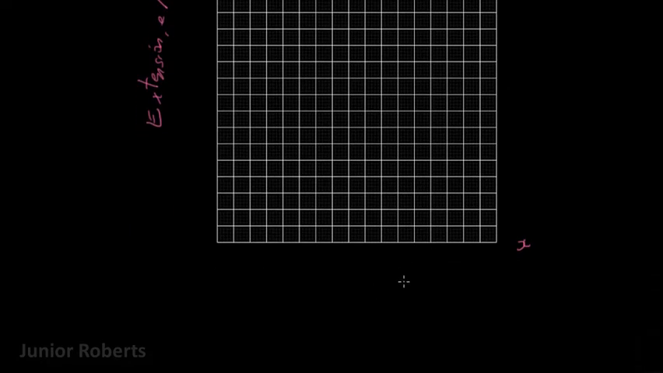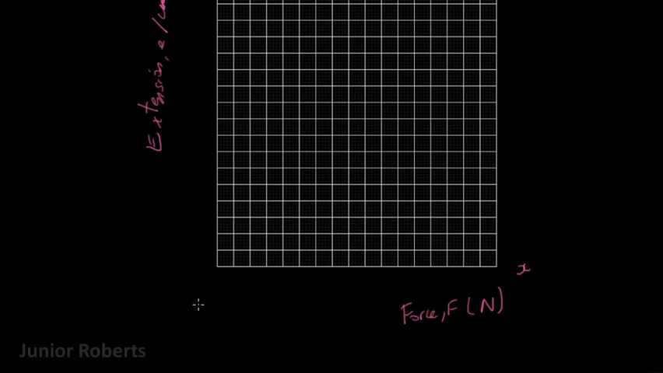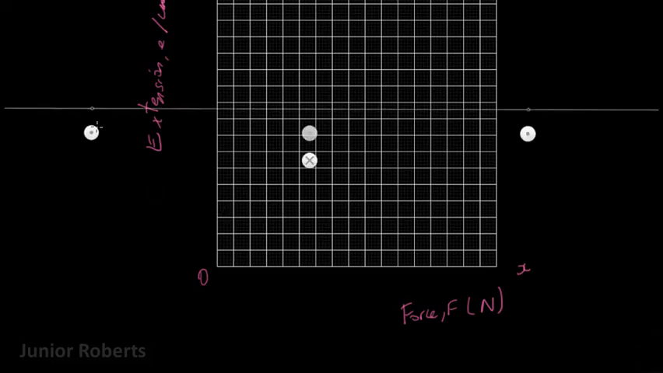So I will have extension, E, in units of centimeters, and then on the x-axis, I'm going to have force, F, in units of newtons. After I have my two axes labeled, I'm going to go ahead and draw the axes. So I'm going to pull out the straight edge to help with getting that done.